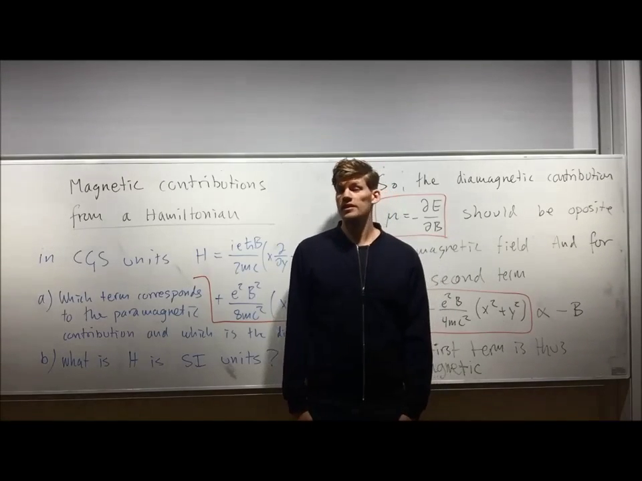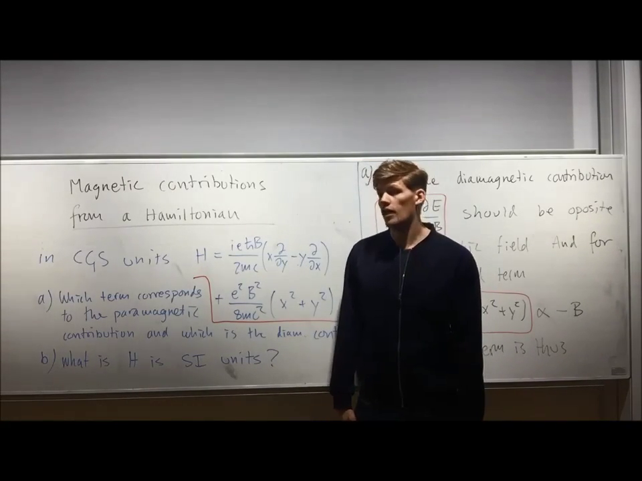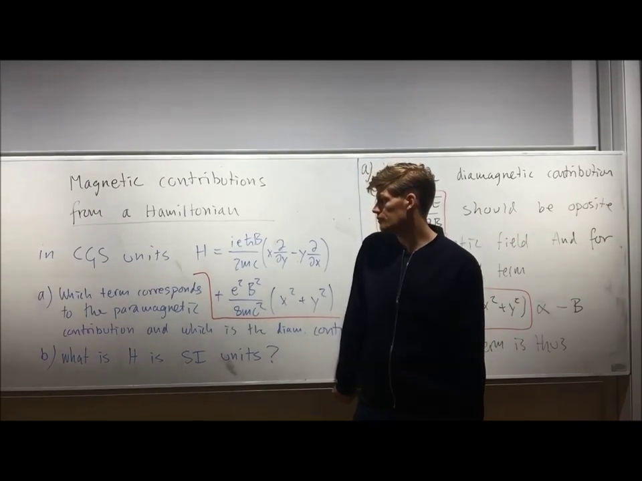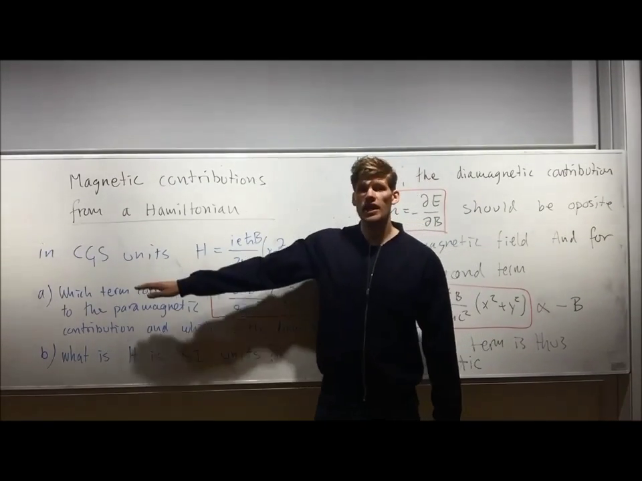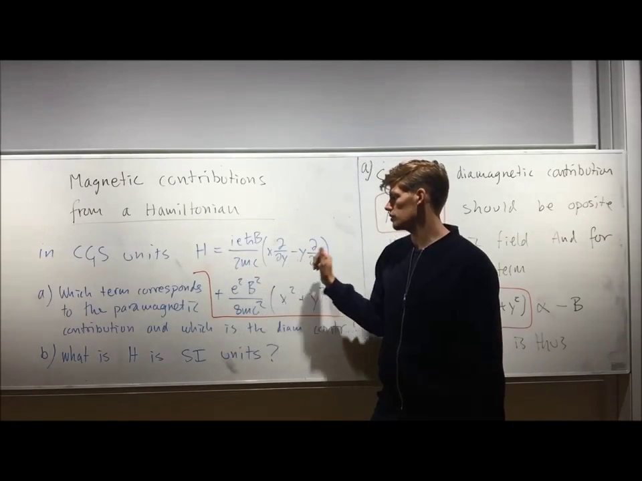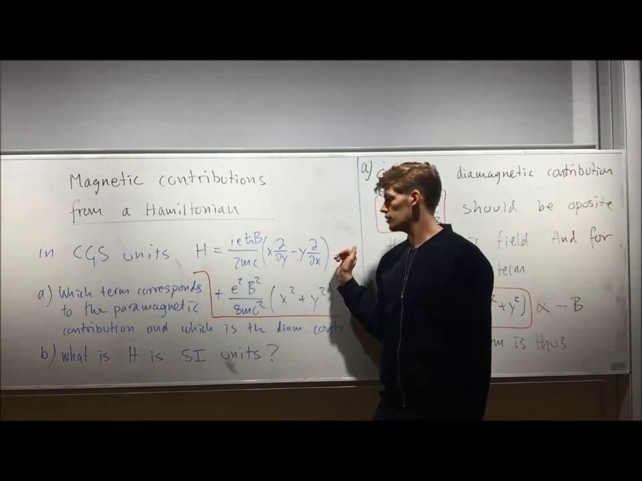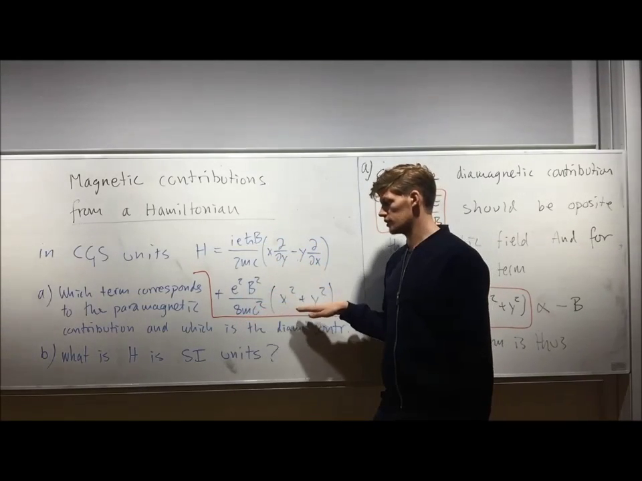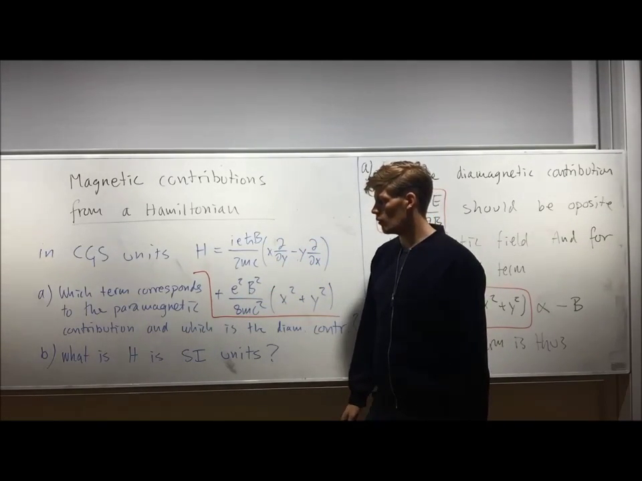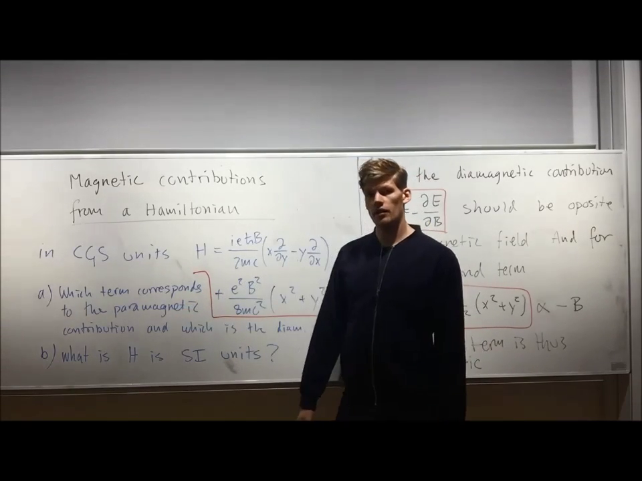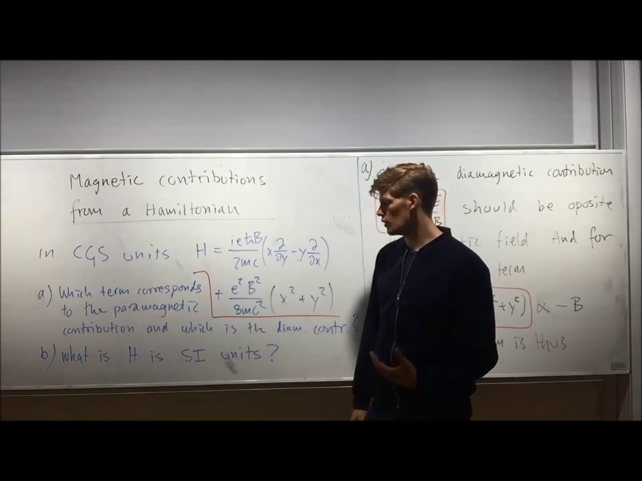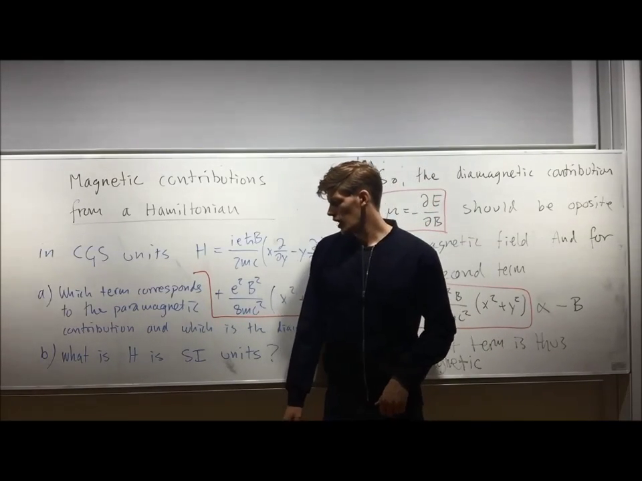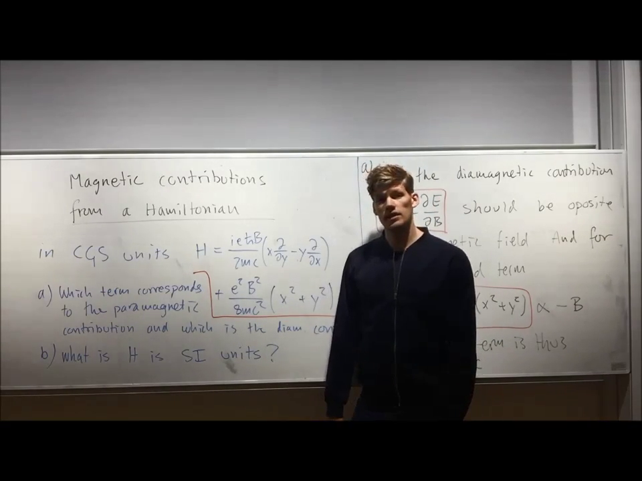Hello. In this exercise, we're going to look at the Hamiltonian for the magnetic contribution in a material. In CGS units, the Hamiltonian is described like this, where you have this term and this term. Now we wonder which term is the paramagnetic contribution and which term is the diamagnetic contribution. And for B, we ask what the Hamiltonian is in SI units.